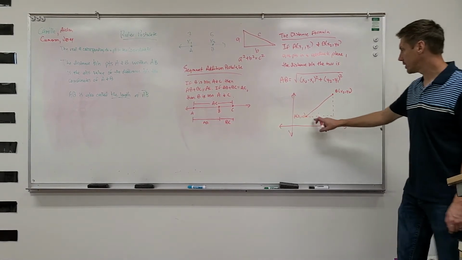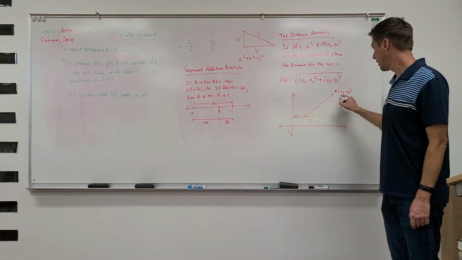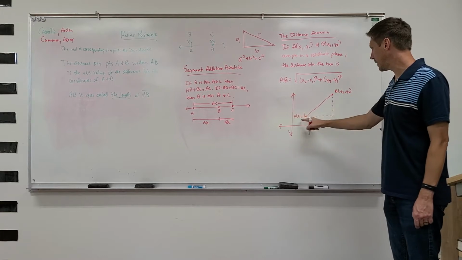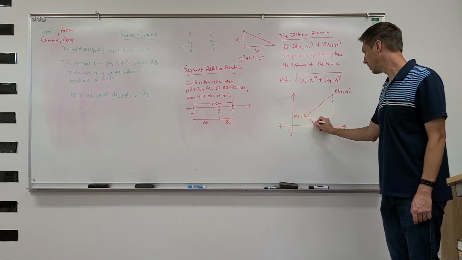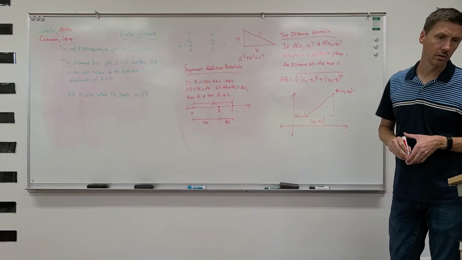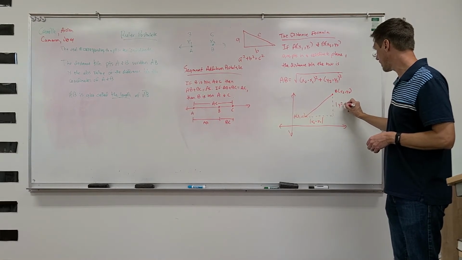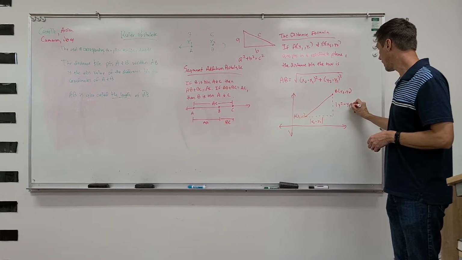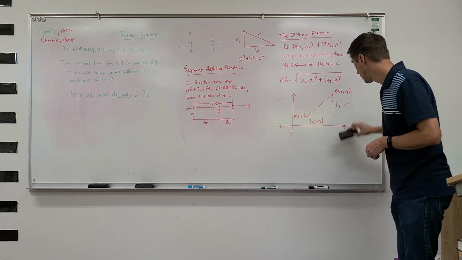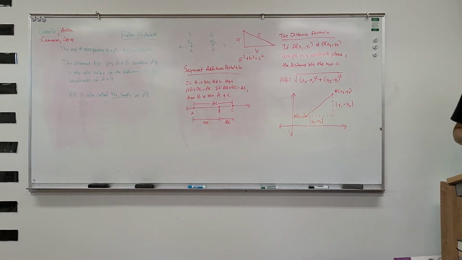But what is this length here? Well, this length here is the absolute value of the difference between the x coordinates, right? So x2 minus x1 is that distance. And this distance here is the difference between the y coordinates, so the absolute value of y2 minus y1. I did y squared, I should have done y2. So y2 minus y1.